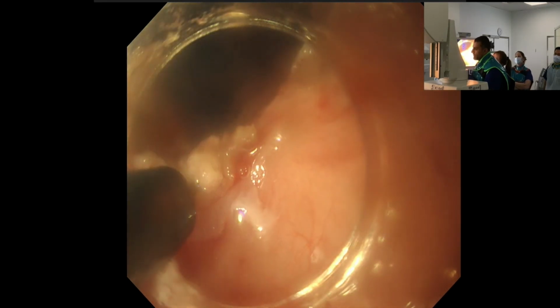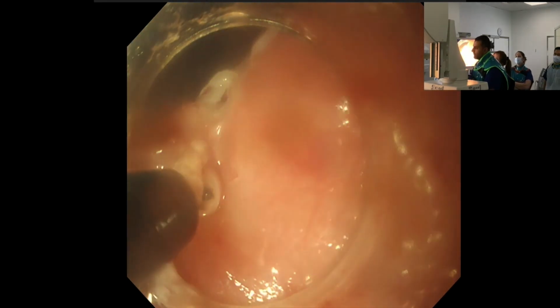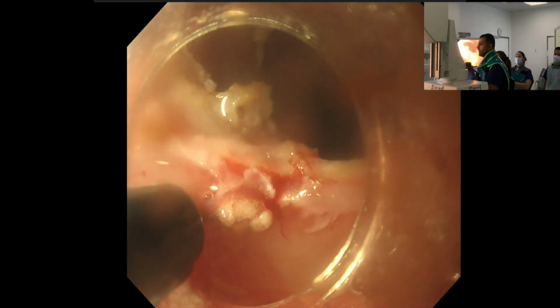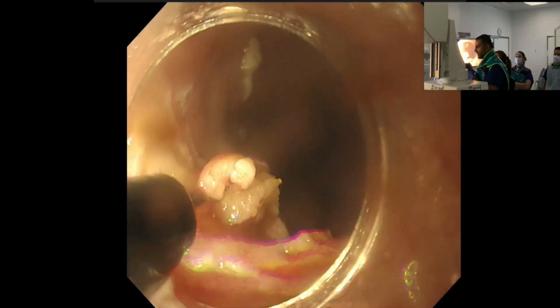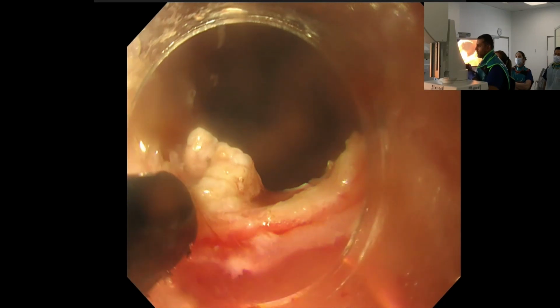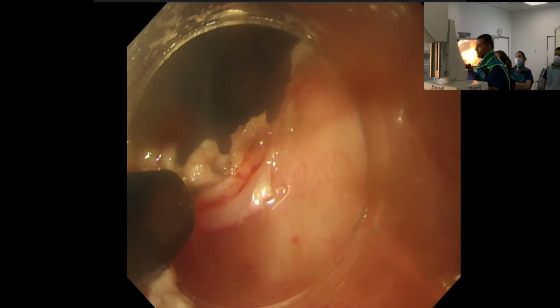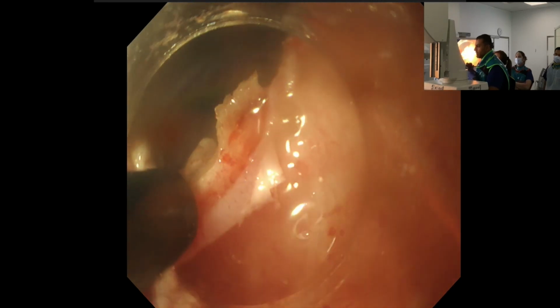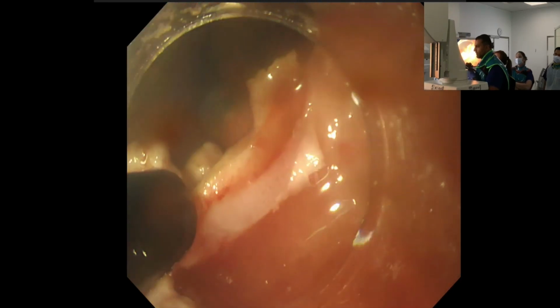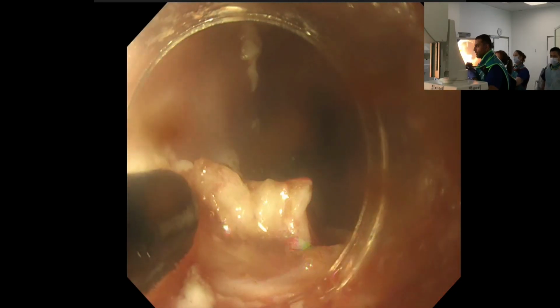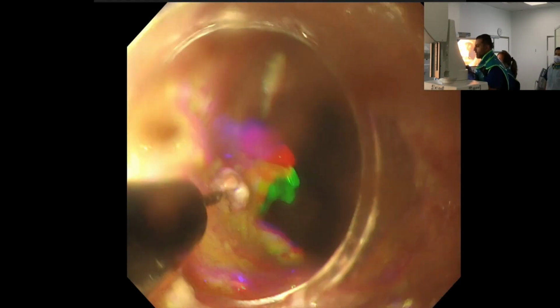So I'm just trying to disrupt this ridge, see if I can get a bit deeper. Now you can see I'm beginning to expose the muscle fibers, so you have to be a little bit more careful here not to go too deep and cause a transmural defect. You can see I'm still shaving off quite a lot of tissue here, and it's coming together.